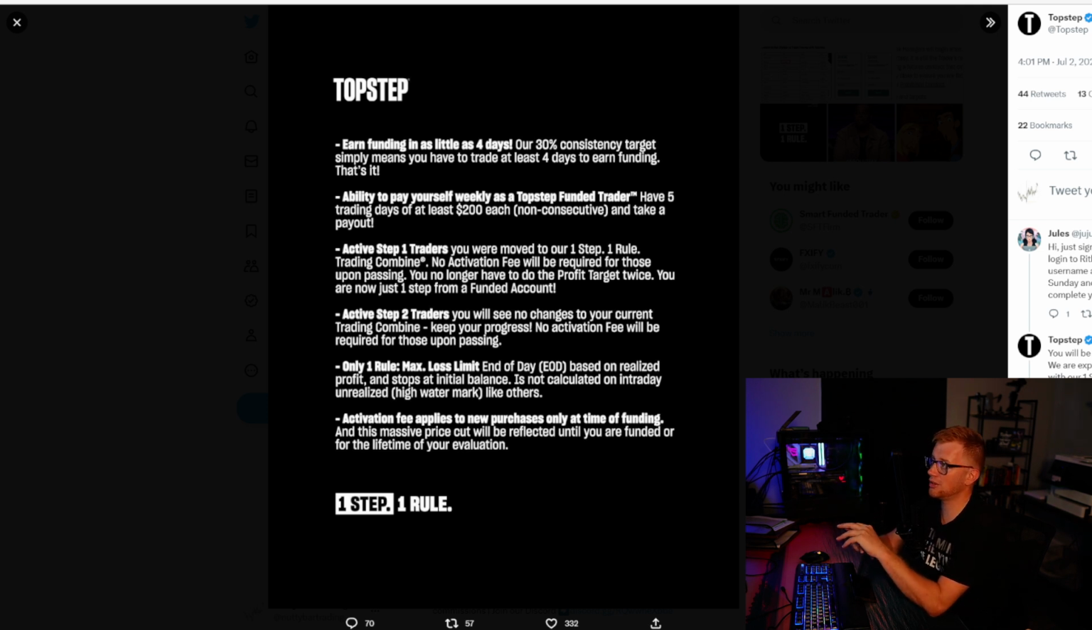So the first one was earn funding in as little as 4 days. So obviously that is a 30%. They changed to a consistency rule instead of having, I'm not even sure what their minimal traded days were before. I'm not sure on that, but basically, for example, with Apex, you have to trade for a minimal of 7 days.